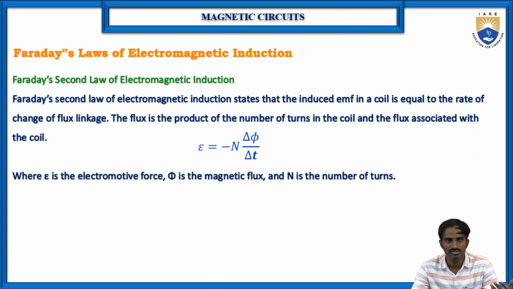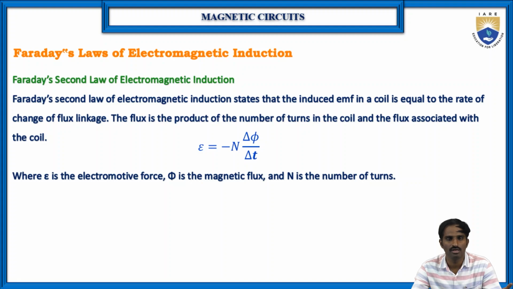Faraday's second law of electromagnetic induction states that an induced EMF in a coil is equal to the rate of change of flux linkage with the coil. An induced EMF in a coil is equal to the rate of change of flux linkage, and we already know that the flux linkage is the product of the number of turns in a coil and the flux associated with that coil.